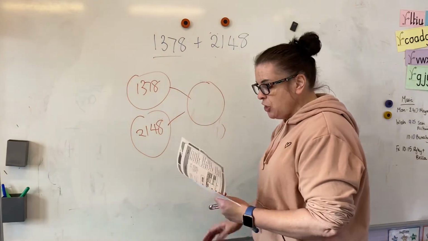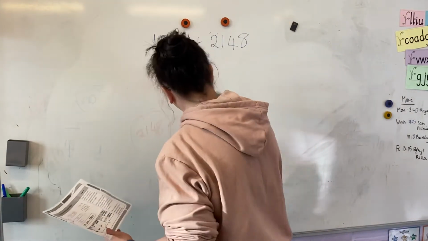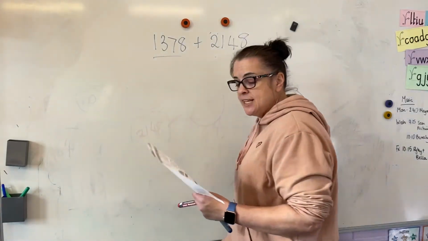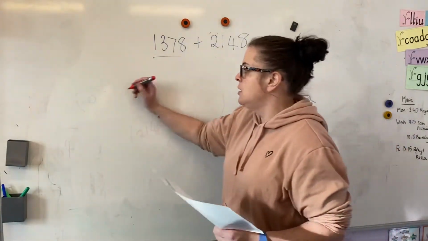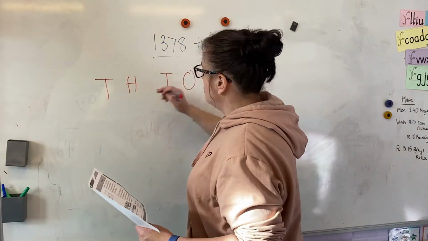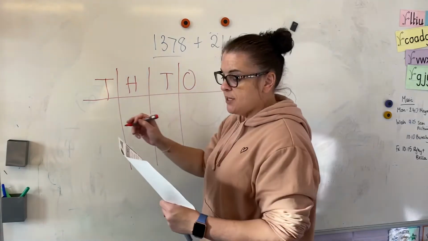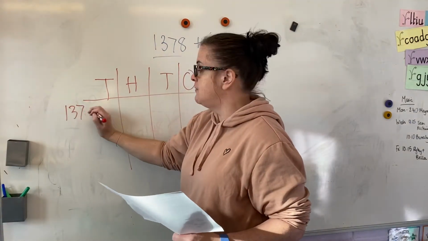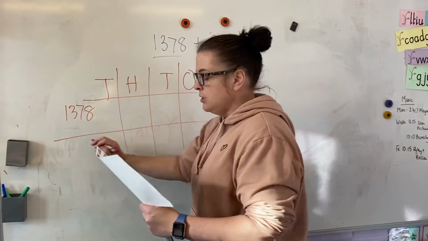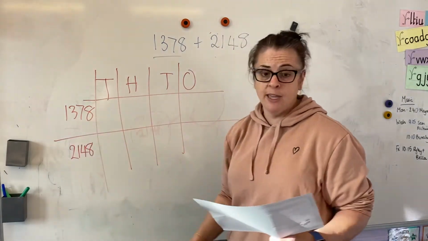And then again, you may go back to your base 10 and your counters. Now with our base 10s and our counters now, we're going up to thousands. So we've got our thousands, our hundreds, our tens and our ones. And we write down the sum. So 1,378, add 2,148. Remembering this helps us when we go into the abstract.